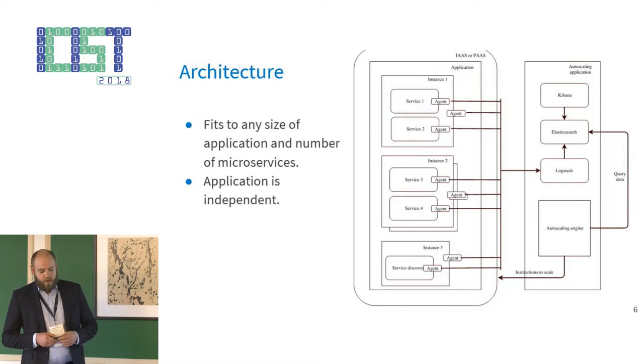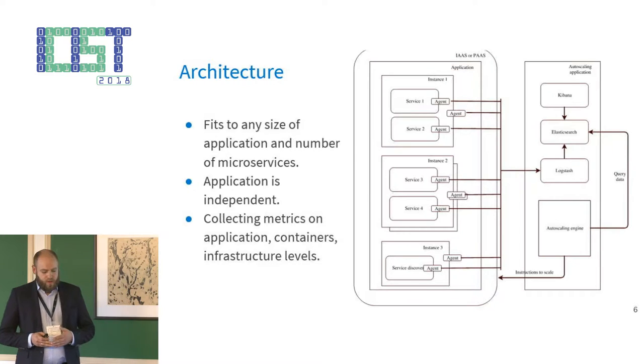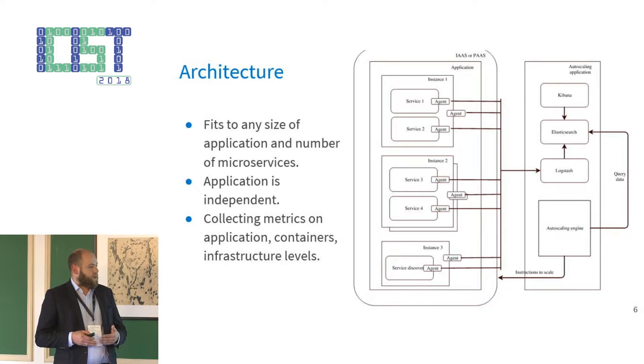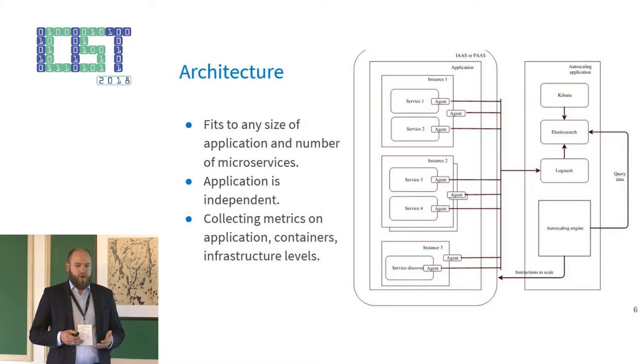known as ELK: Elasticsearch, Logstash, and Kibana, which is primarily known for log aggregation. But actually, we saw that we could also use it for metrics aggregation and storage. Then the auto-scaling engine could fetch that data, run some algorithms, and instruct the infrastructure provider or platform-as-a-service provider or whatever provider with scaling instructions, so to scale out or scale in the application.